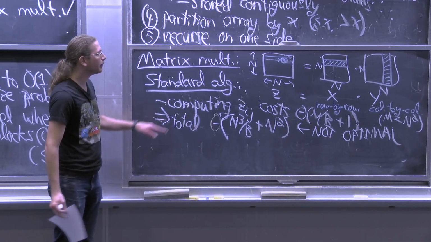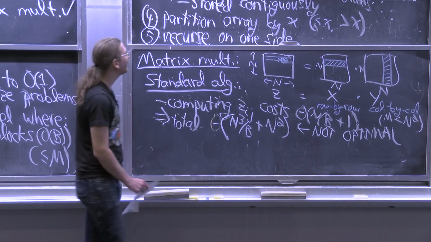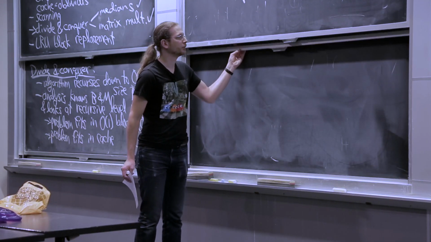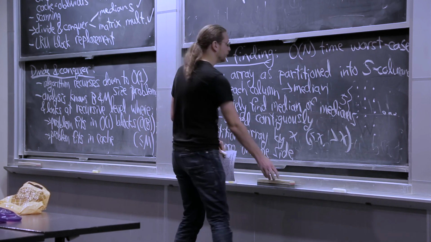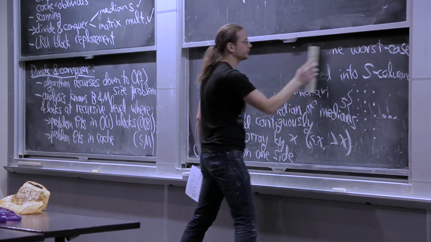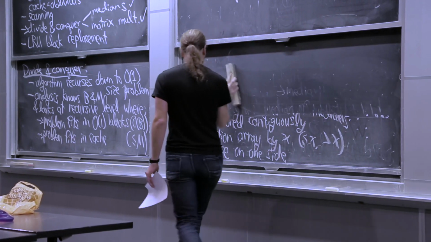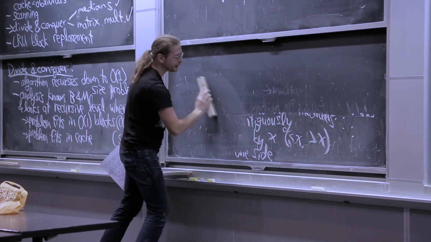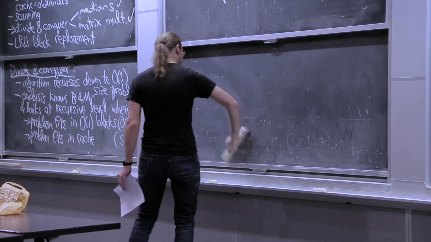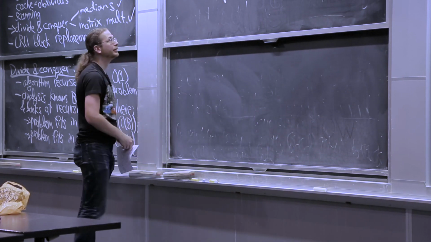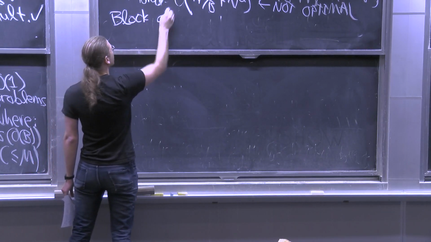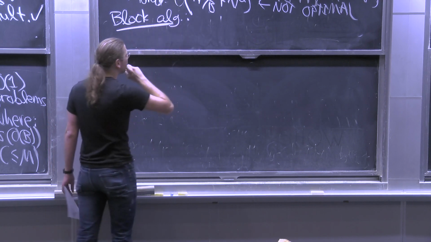OK? And I claim this is not the best you can do because we're going to do better. And we're going to do better by divide and conquer. Now, you've already seen divide and conquer used for matrix multiplication to get Strassen's algorithm. And the idea there is to use blocks. So this is sort of an algorithm you've already seen.